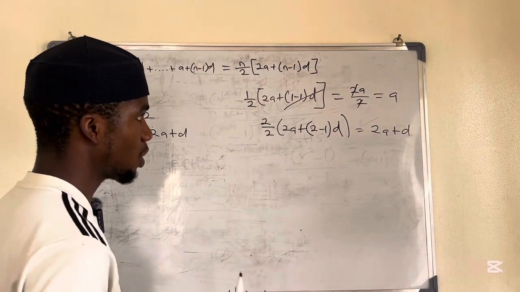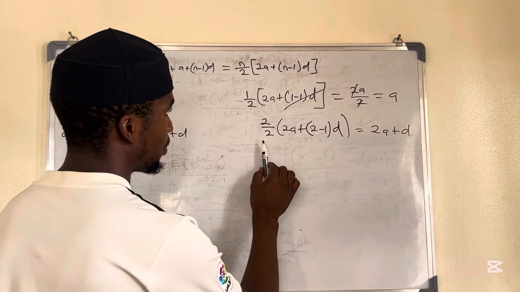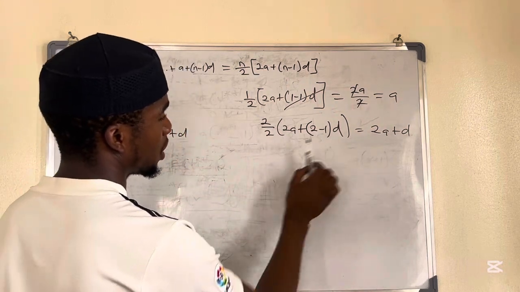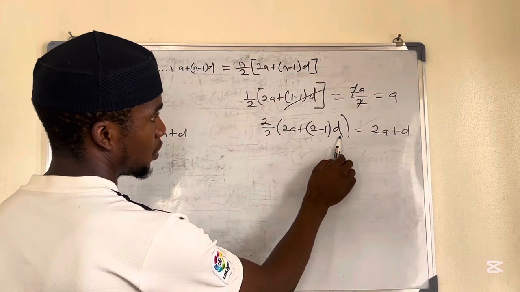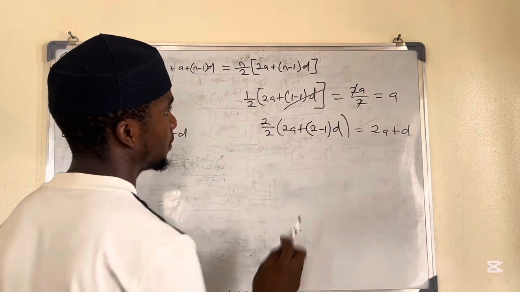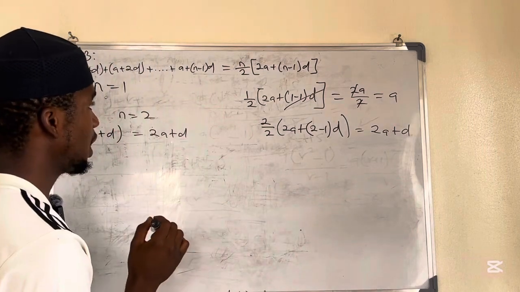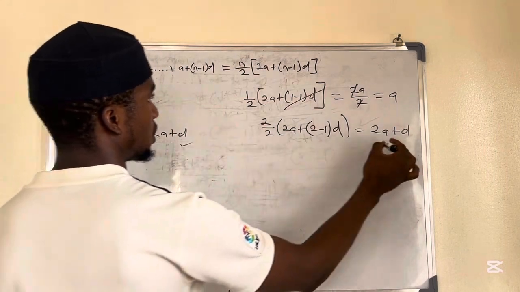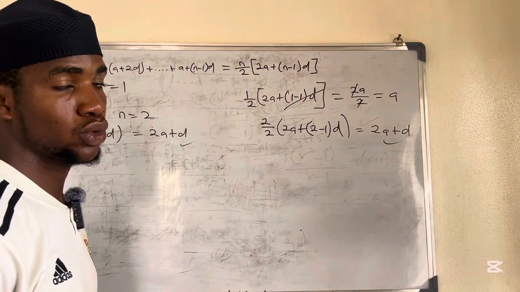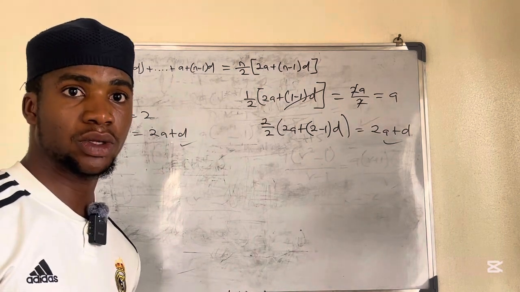2 divided by 2, 1, then anything multiplied by 1, by the time we multiply all of these by 1, we still have all of these. Then 2 minus 1, we have 1, and 1 multiplied by this d, we have just this d. Then we're left with 2a plus d. So you can see for n equals 2, we got this, which is correct.